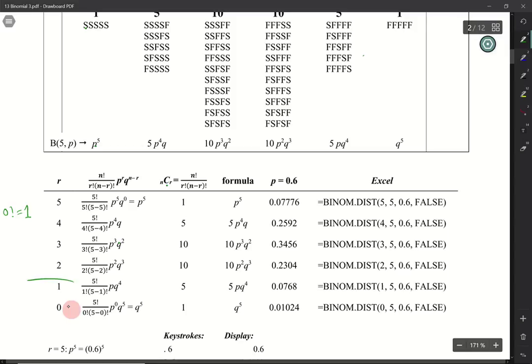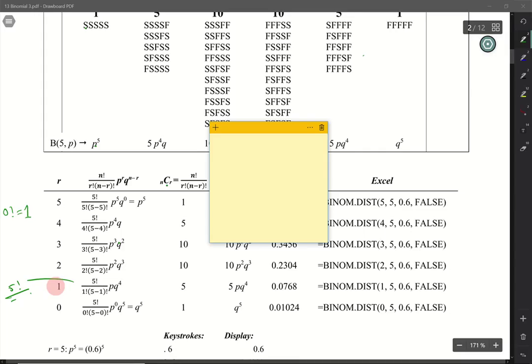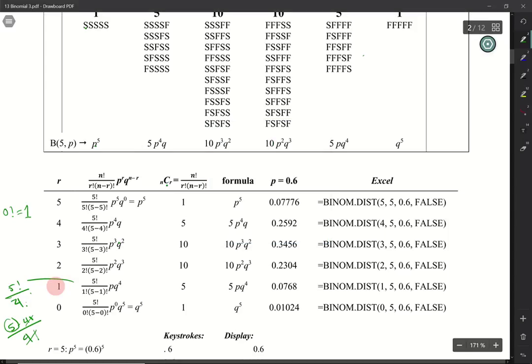this coefficient is 5 factorial divided by 1 factorial times 4 factorial, right? Because if you see that 5 factorial there, you can change that to 5 times 4 factorial. And so this is really 5 times 4 factorial over 4 factorial, right? And then the factorials cancel, and so what's left is 5. Okay, 5.